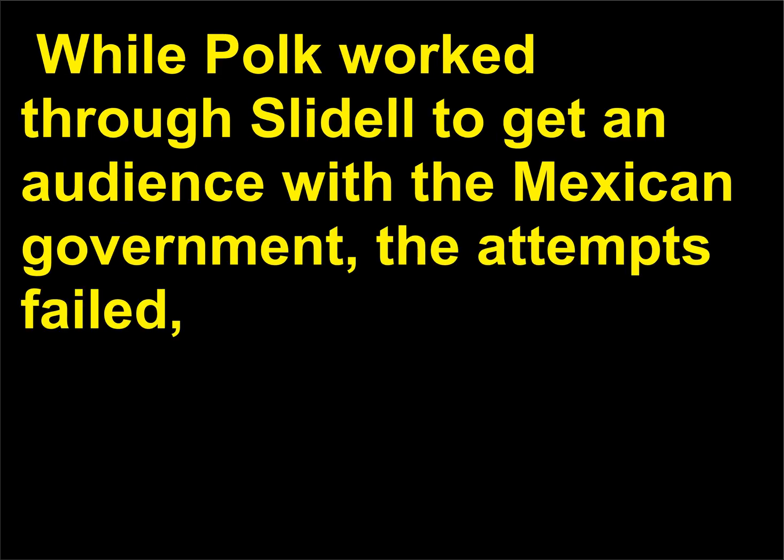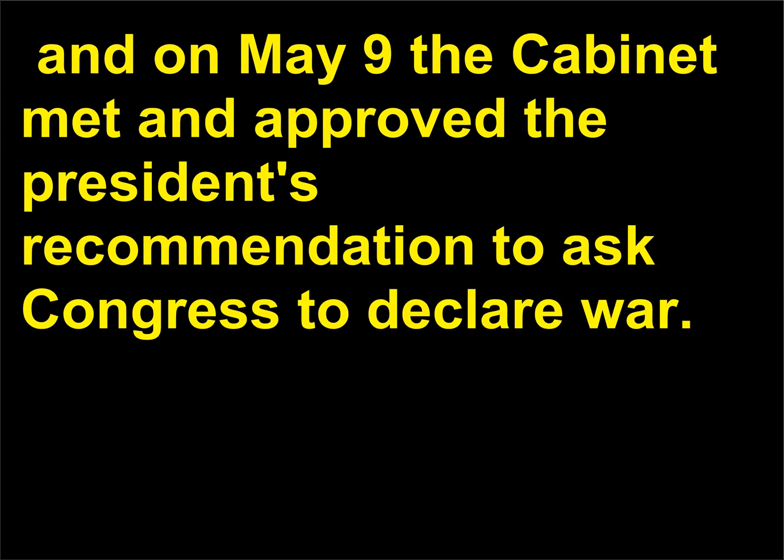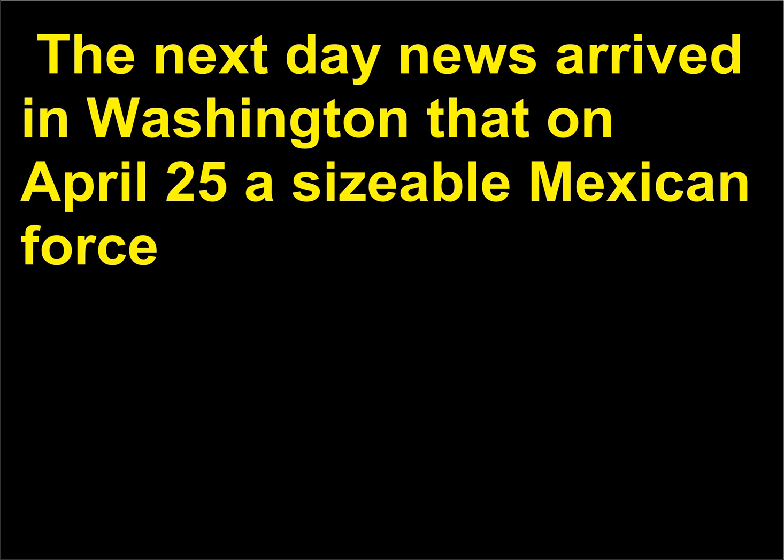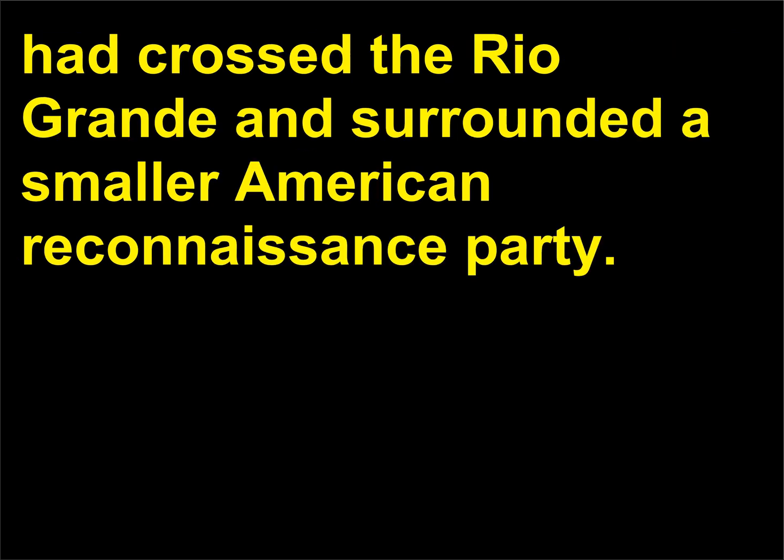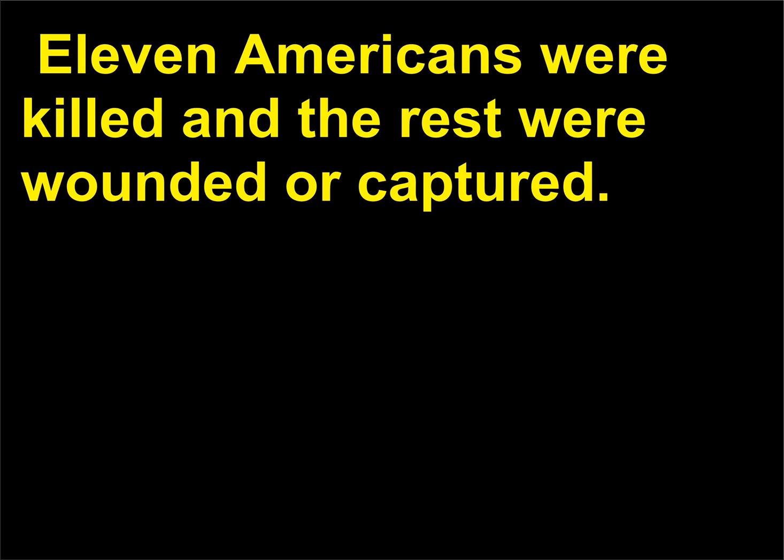While Polk worked through Slidell to get an audience with the Mexican government, the attempts failed. And on May 9 the cabinet met and approved the president's recommendation to ask Congress to declare war. The next day news arrived in Washington that on April 25 a sizable Mexican force had crossed the Rio Grande and surrounded a smaller American reconnaissance party. 11 Americans were killed and the rest were wounded or captured.